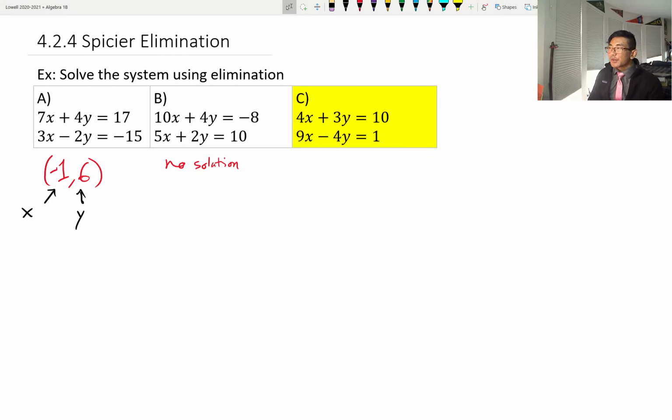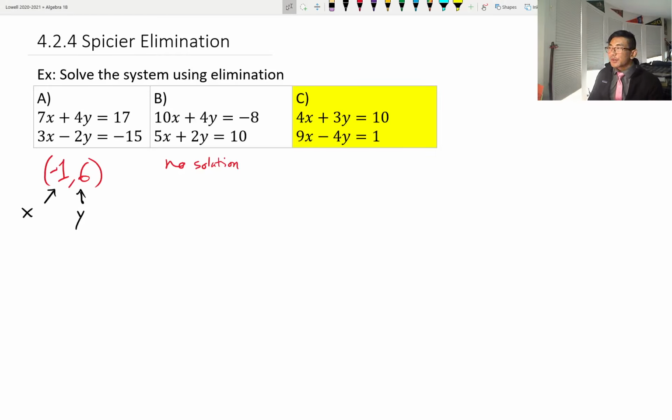Now, as you can see, the first equation is 4x plus 3y, and on the second equation, we have 9x minus 4y. Just like before, in both of the previous examples, I can't just combine them right away. Whether I add or subtract, I'm not going to eliminate x, I'm not going to eliminate y. I think you can see that here. The question is, which one should I change?